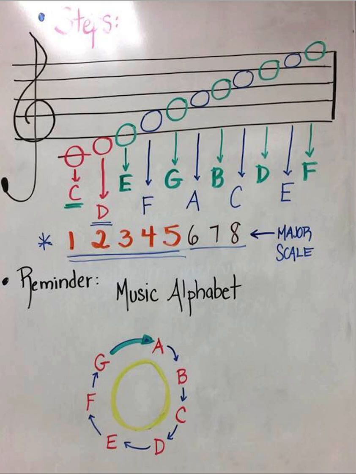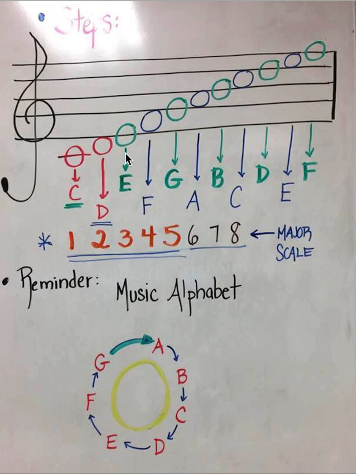The next step that we're going to take from reading the notes in the treble clef, here's your treble clef, found at the beginning of the staff. Another name for treble clef is G Clef. So we had done the lines and spaces.